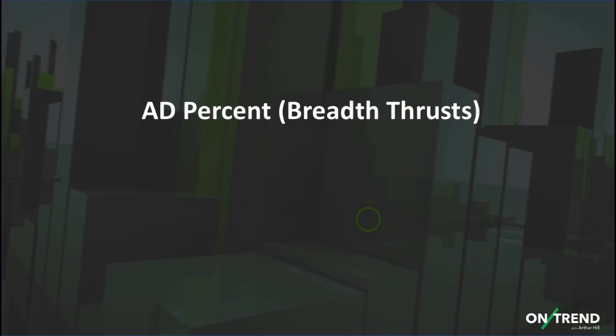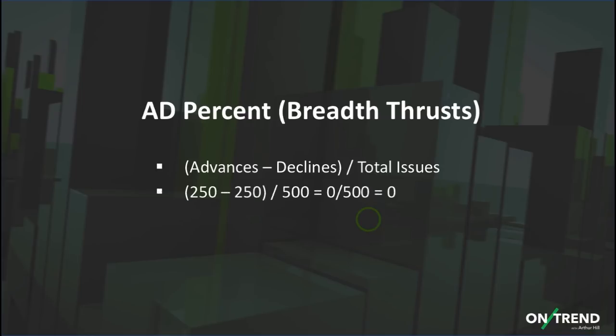All right, AD%. Now we're using AD% to measure breadth thrust. AD% is advances minus declines divided by total issues. So in this example, if you have 250 up, 250 down, that's going to be 0 divided by total issues, 500, which is 0. So that's basically a flat day. On an up day, you might have 425 stocks up and 75 down. So your net is going to be plus 350, net advancers. Your AD% is going to be plus 75%. And that's a pretty good number.